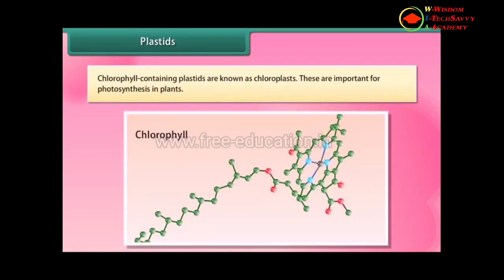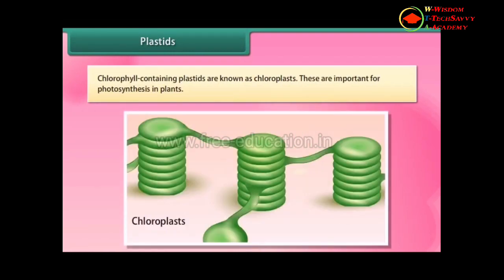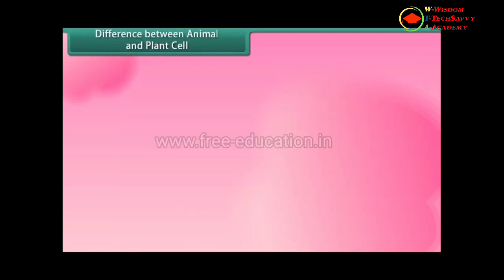Chlorophyll-containing plastids are known as chloroplasts. These are important for photosynthesis in plants. Difference between animal and plant cell.